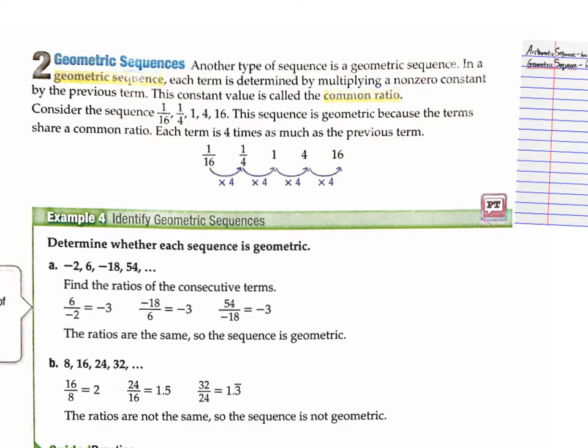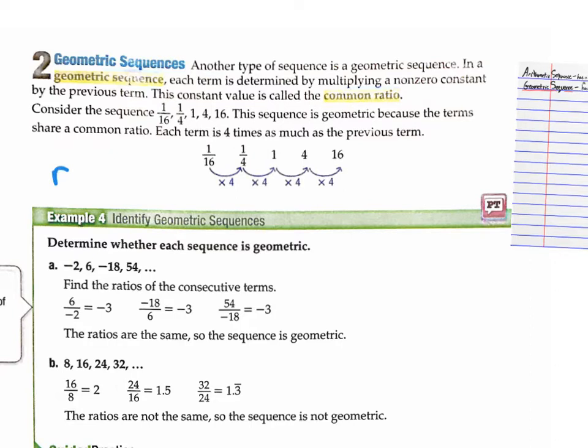Absolutely not. If you go 16, take away 4, that's 12. So there's a difference of 12 between the numbers 4 and 16. But if you go 4, take away 1, that's a difference of 3. So that's definitely not a common difference. So right here, do we have a common ratio? And the answer is yes. But let me show you how to get that common ratio R.